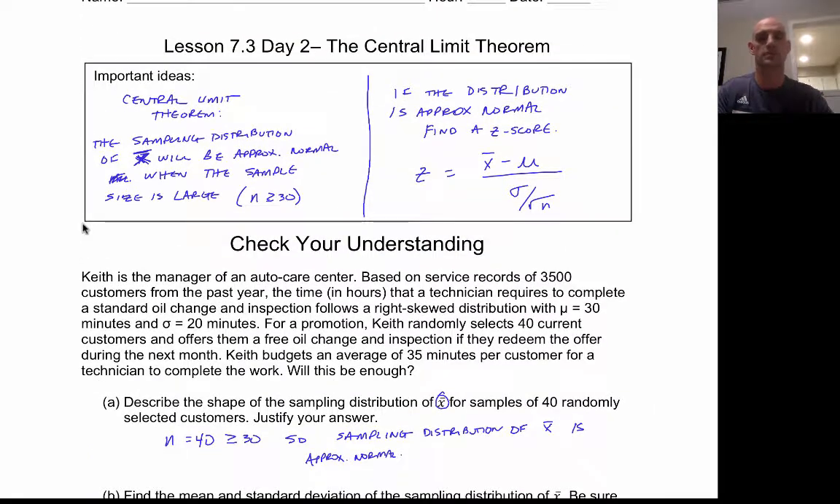The central limit theorem helps us pick out a sample size. It's going to help us figure out how things can be approximately normal using that sampling distribution. Okay, guys?